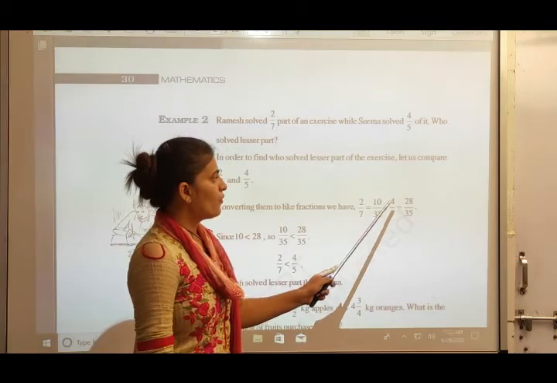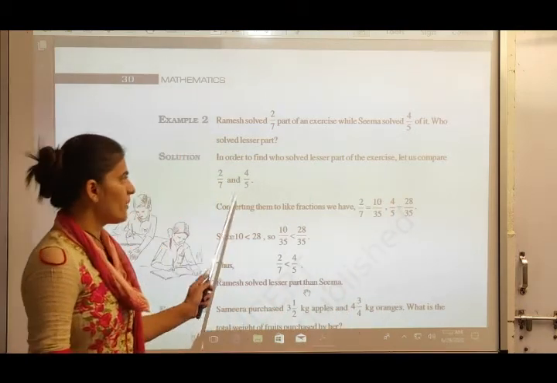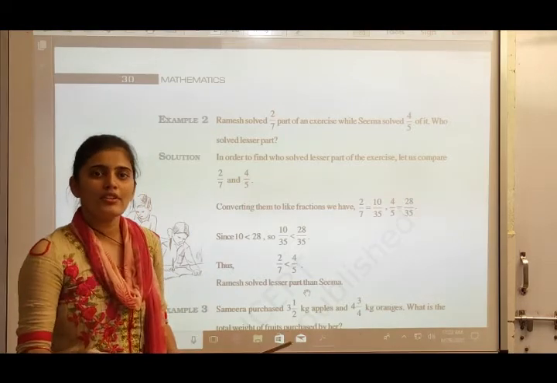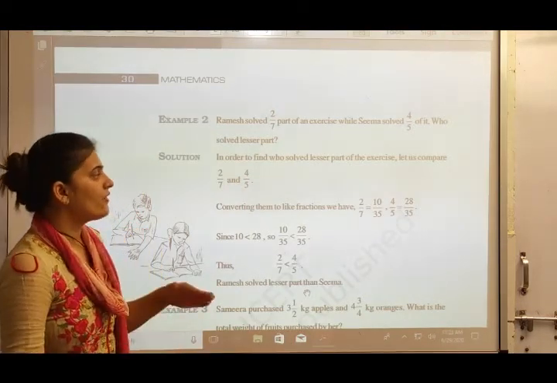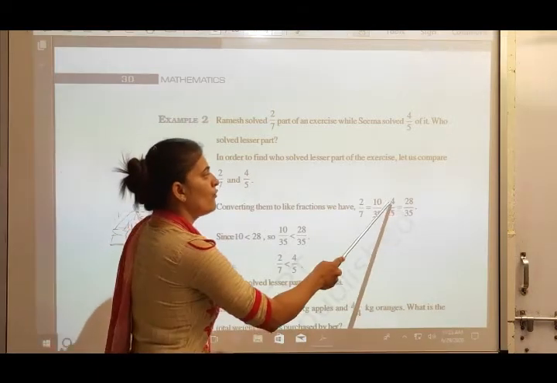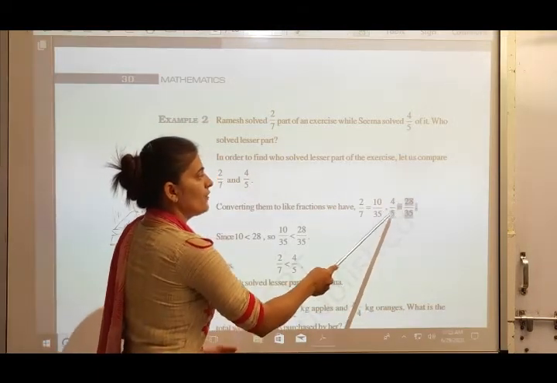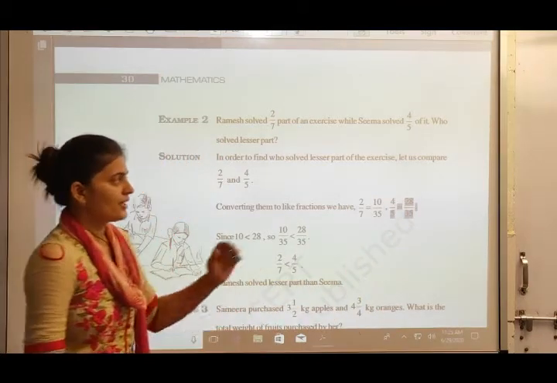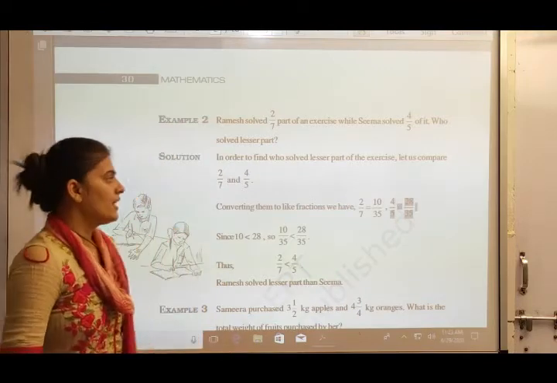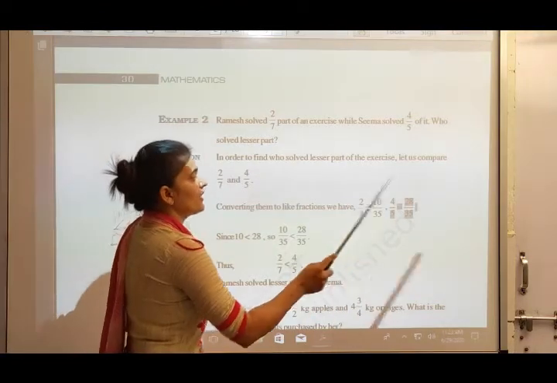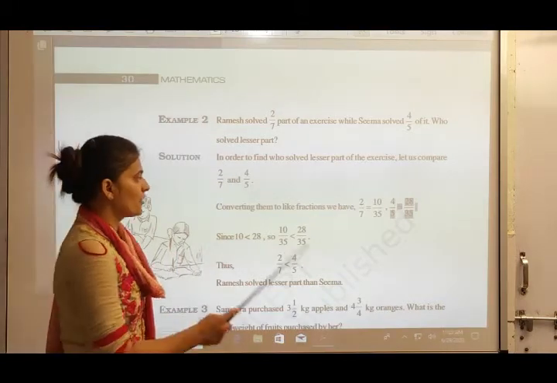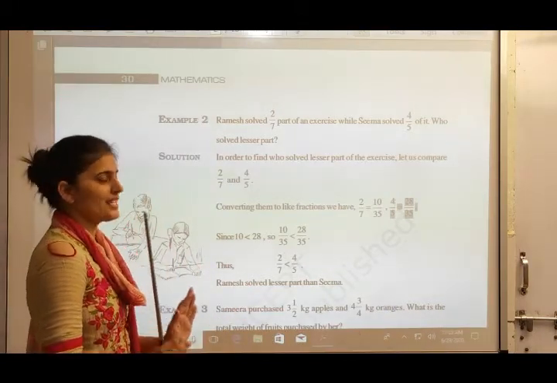Now another, 4 by 5. Here 5, so we have to multiply it by 7 to get 35. 7 we will multiply with the 4 also and with the 5 also. So 4 7's are 28 and 5 7's are 35. So we will get the answer as 28 by 35. Now here you can see 10 by 35, 28 by 35. Both the denominators are equal. So now you can compare which is less and which is more.